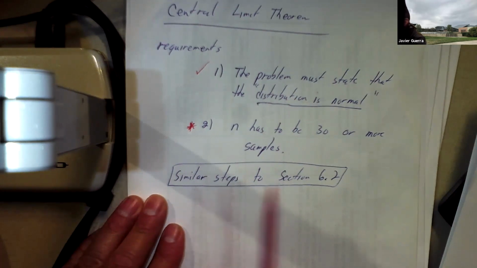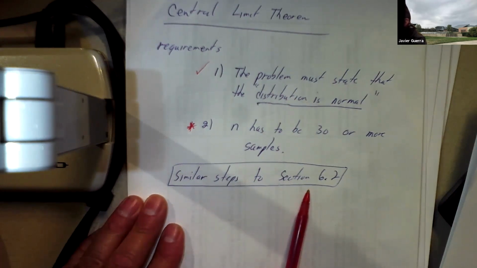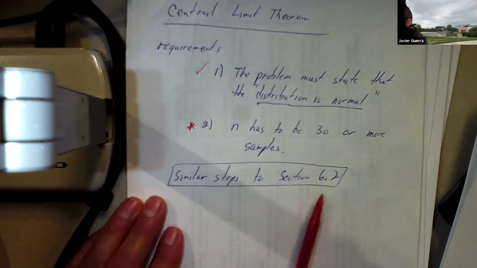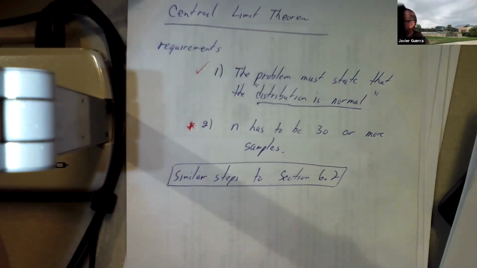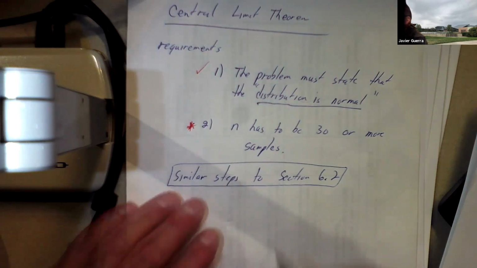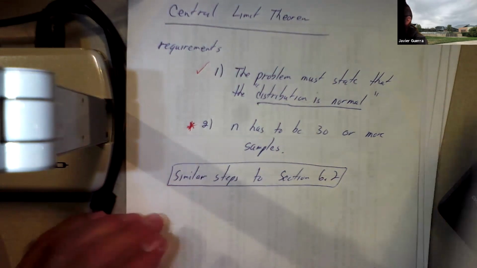So the steps are going to be similar to what we did in 6.2. The only difference is that you're going to have to read the problems carefully, right? And so if you have multiple samples, I'm going to show you my little paper.